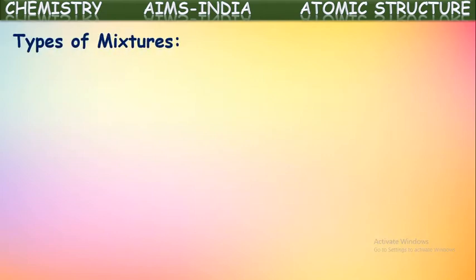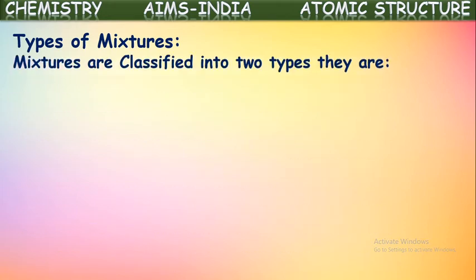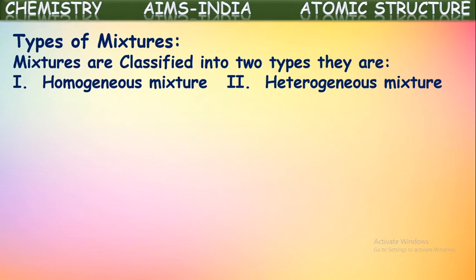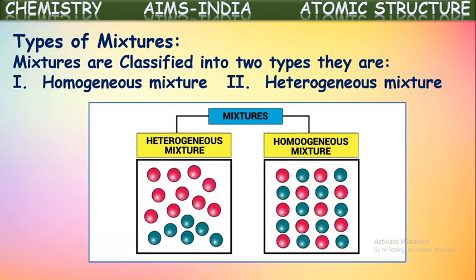So how many types of mixtures are there? How can these mixtures be separated or classified? Mixtures are classified into two types. They are homogeneous mixtures and heterogeneous mixtures.